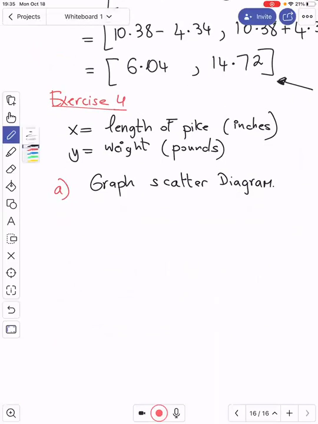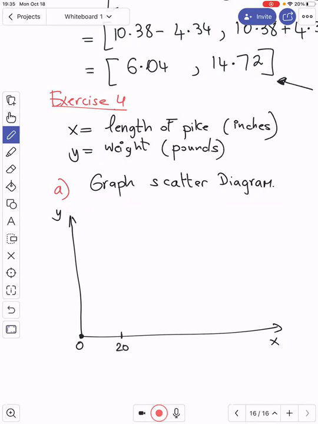So for A, you have to graph the scatter diagram. Of course you're gonna have two axes. This is the x-axis, and here we're gonna have the y-axis. In this problem, we have 5 columns, so that will probably be the same number of values. The first value of x is 20. Of course, this is 0 right here, so let's put 20 somewhere right here. The next value of x is 24. And then we're gonna need 36. And then you have 41, and this is 46.